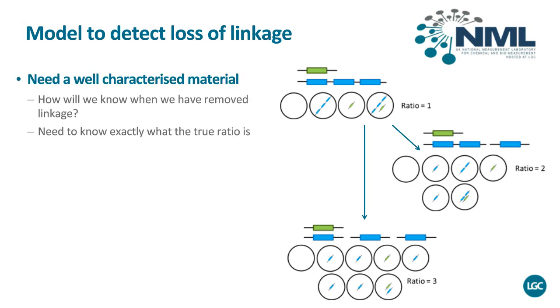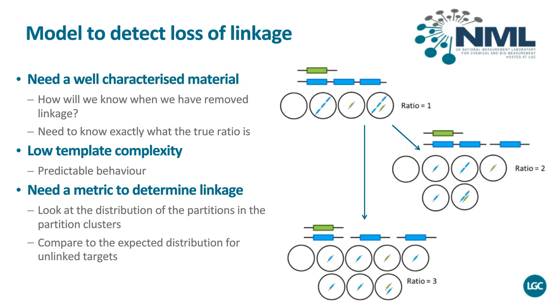So we need a well-characterized material. We need to be able to know when we've removed that linkage, and we need to know what the true ratio is. So when we're measuring something different, we know that we're measuring a response to that separation or non-separation. We want a low template complexity. We don't want to start with genomic DNA or heterogeneous mixed cell populations where it's suddenly a bit more complicated. Again, we won't necessarily know exactly what that ratio is. And then we need some sort of metric to determine linkage.